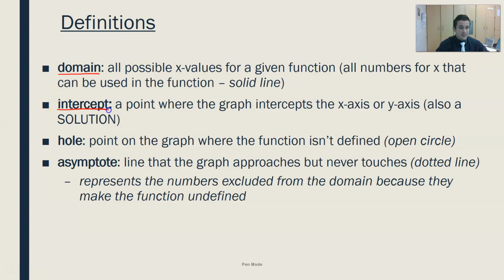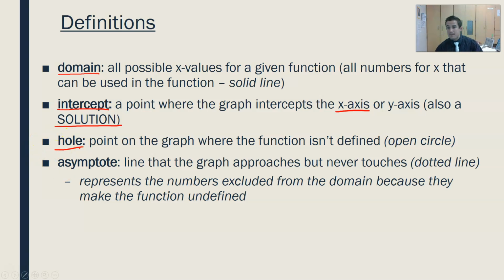An intercept, we've talked about this in the past. An intercept is a point where the graph intercepts or touches the x-axis or the y-axis. When it touches the x-axis, we've called those solutions. Remember in the past when we talked about polynomial functions, anytime I touched or crossed the x-axis, that was a solution. So an x-intercept or a y-intercept is where I touch or intercept the x-axis or the y-axis.